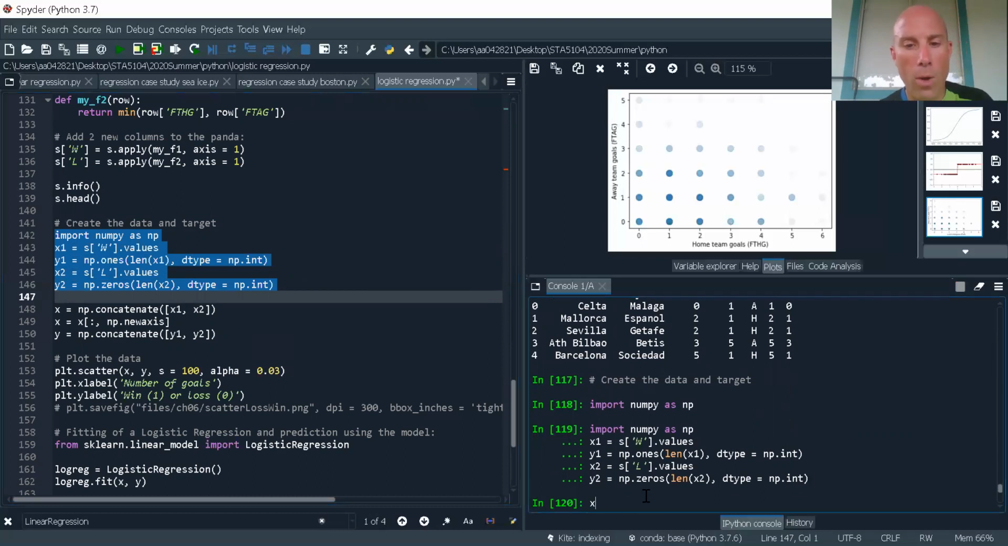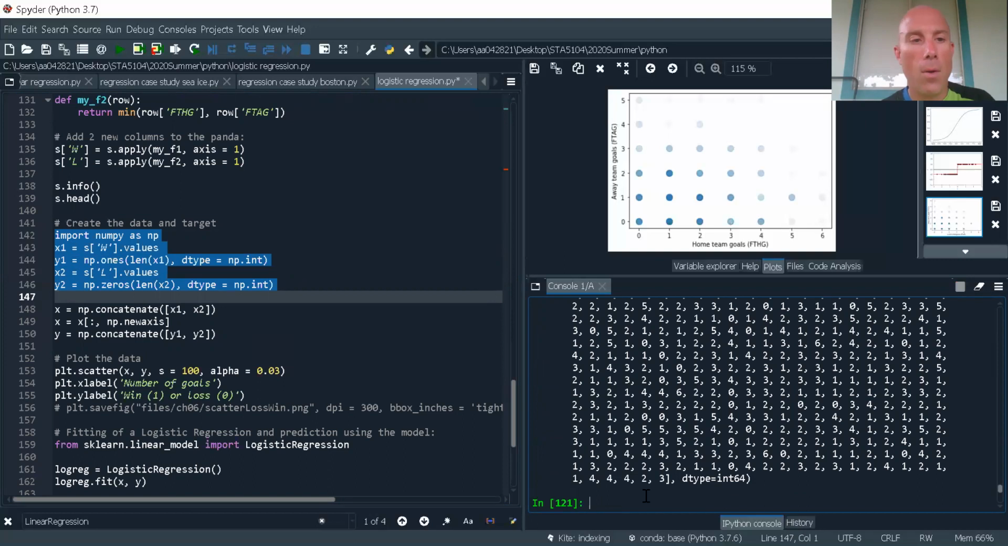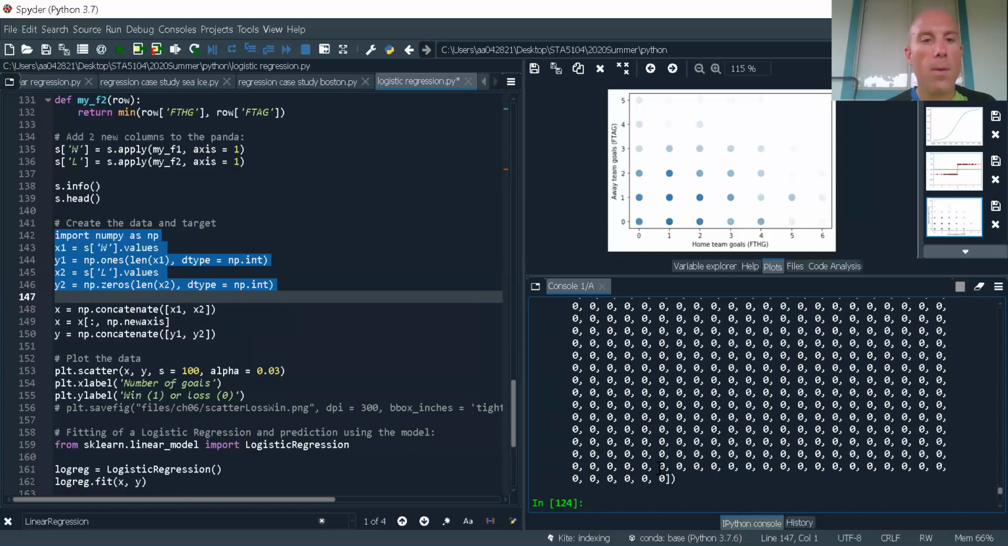So let's take a look at X1. We're taking the values from the wins columns. And here we're taking the values of the losses for X2. And then here we've got Y1 and Y2. We're going to use this as our target variable for the logistic regression.